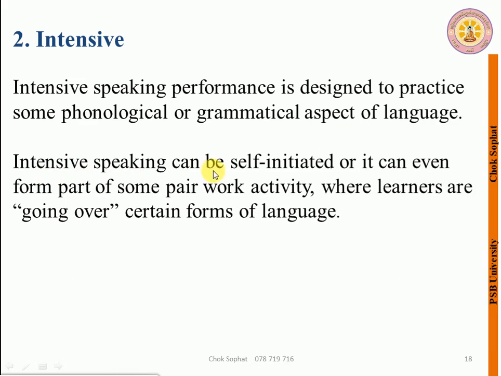Intensive speaking can be self-initiated, or it can even form part of some pair work activity where learners are going over certain forms of the language. So we can set it as pair work where they use the language that we have taught.